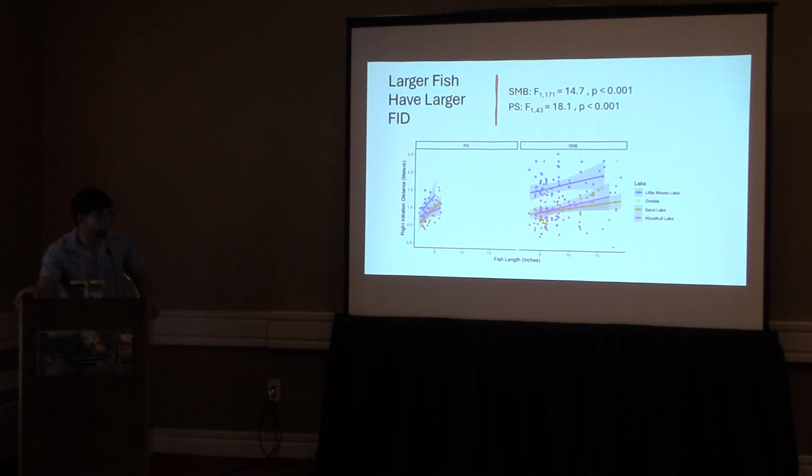So now we're analyzing the covariate of length. On the x-axis we have fish length in inches, and then we still have flight initiation distance on the y-axis. So for all of our groups here, we have a positive slope, indicating that when we have a larger fish of longer length, we'll also tend to have a higher flight initiation distance. Therefore, we can attribute some sort of relationship between length and flight initiation distance.